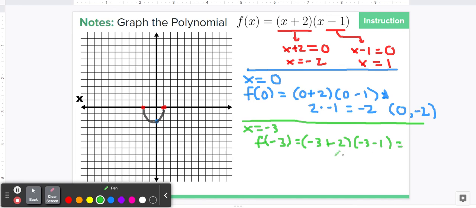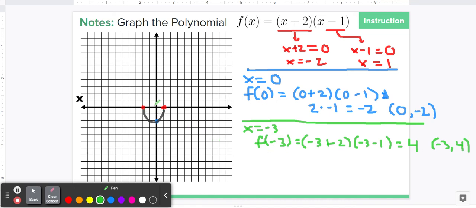And if I go ahead and calculate all that out, negative 3 plus 2 will give me negative 1, and negative 3 minus 1 will give me negative 4. So we'll have a positive 4, because a negative times a negative will be a positive. If you need more work with evaluating the functions, please look at yesterday's video from 1031. Okay, so that will give us a point at -3 for our x and 4 for our y.